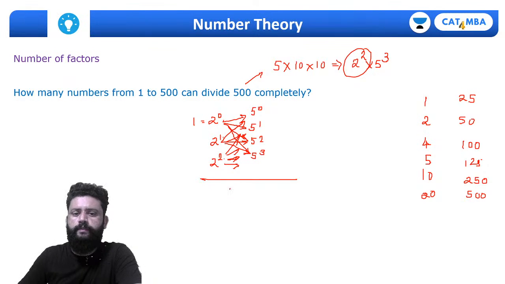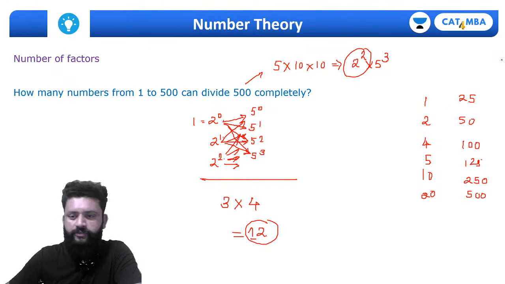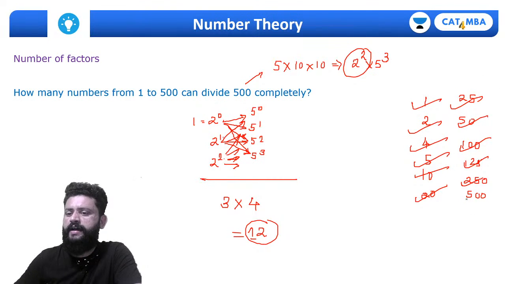So how many total numbers will I be getting? It is 3 choices for 2's power and 4 choices for 5's power. So 3 into 4. What's the count? If we count these numbers, there will be exactly 12 numbers written over here: 6, 7, 8, 9, 10, 11 and 12.